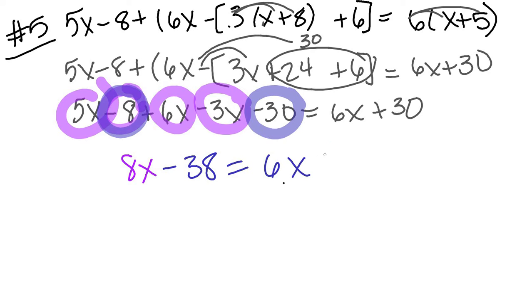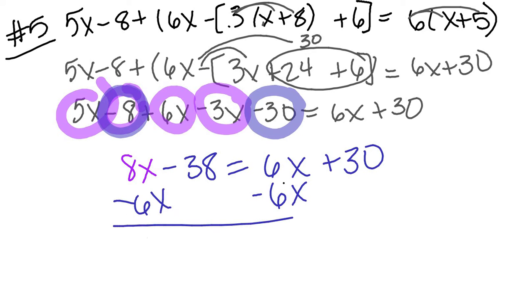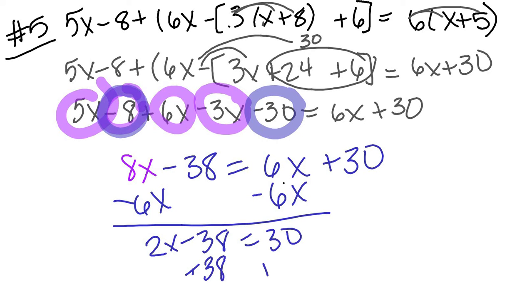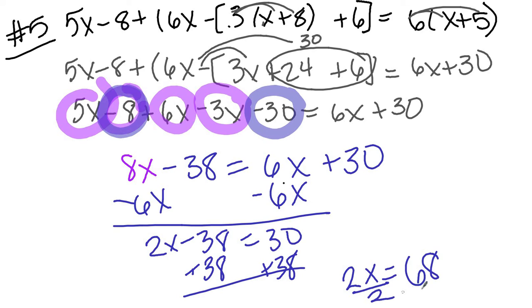And then from here, once you have everything combined, you're just going to move things to combine them on the same side. So I'm going to subtract 2x because it's a positive 2x. I get 2x minus 38 is equal to 30. I'm going to add 38 to both sides, and I get 2x is equal to 68. And then when you divide by 2, you get x is equal to 34.